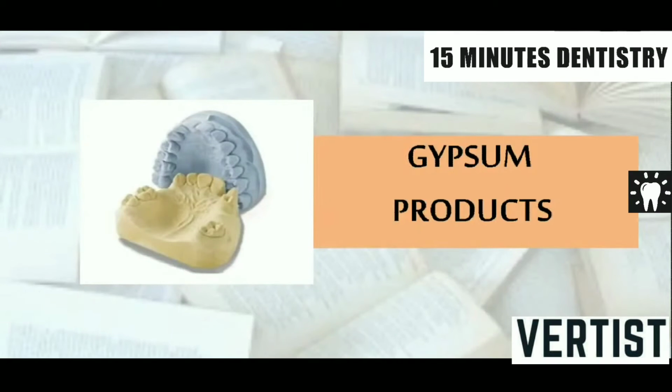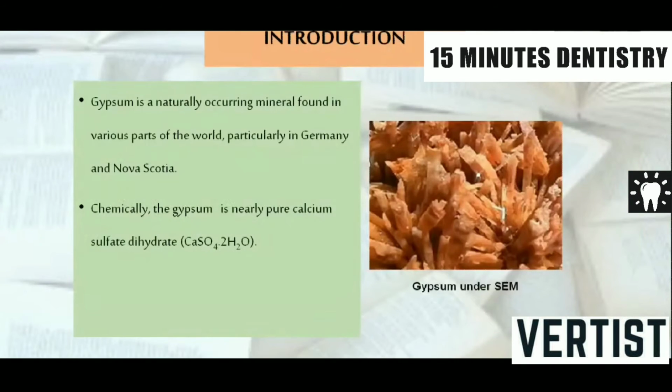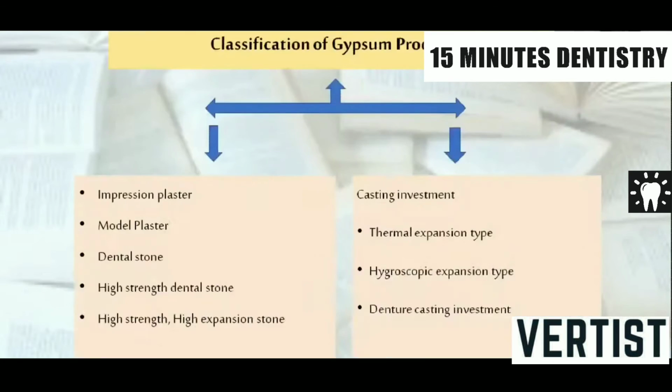Now, gypsum products. This is a natural gypsum product, a naturally found material. We will classify it into impression plaster, model plaster, dental stone, high strength dental stone, and high strength and high expansion stone. Also, according to the casting investment, we have the thermal expansion type, hygroscopic expansion type, and denture casting type.